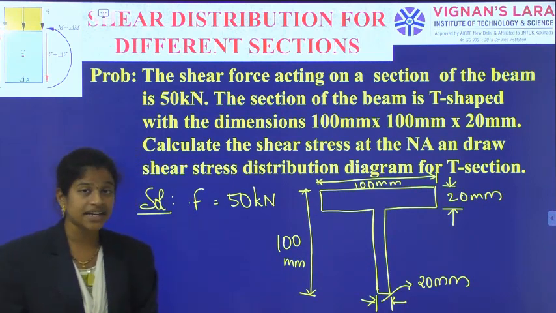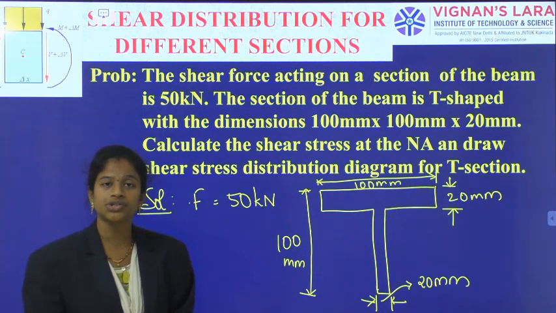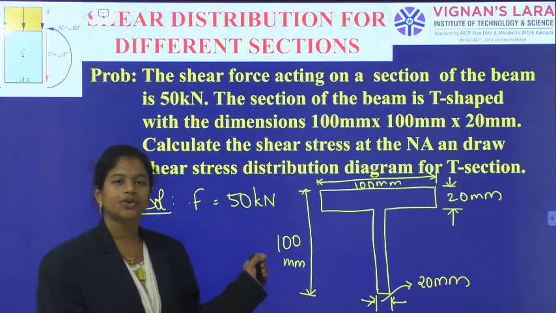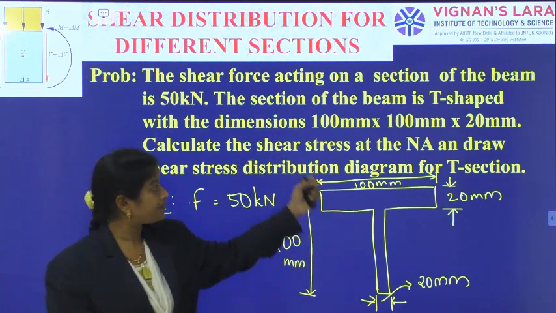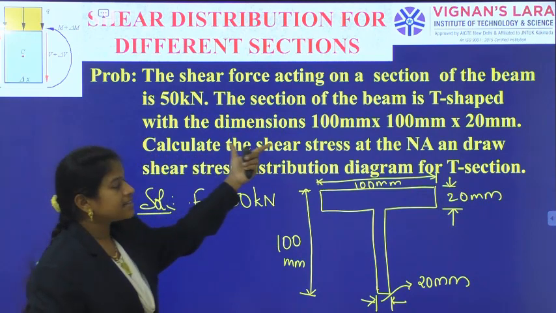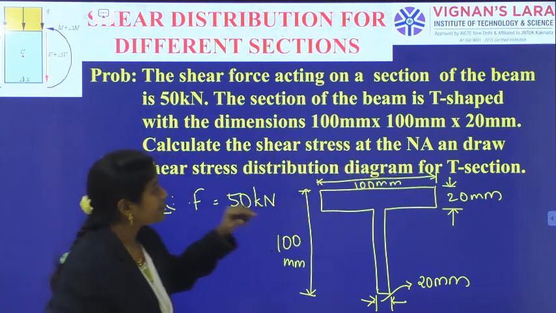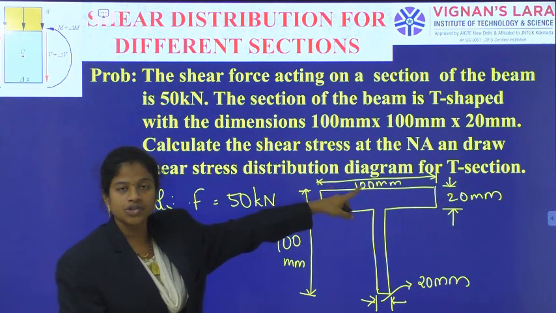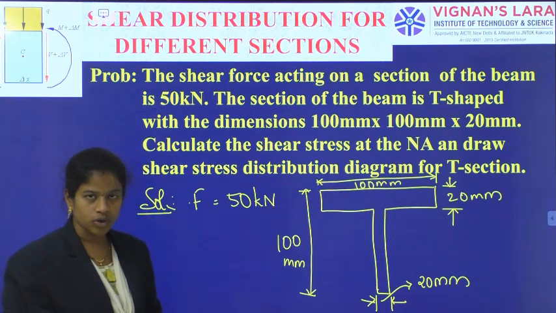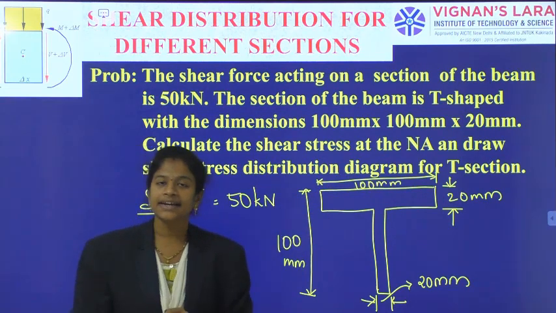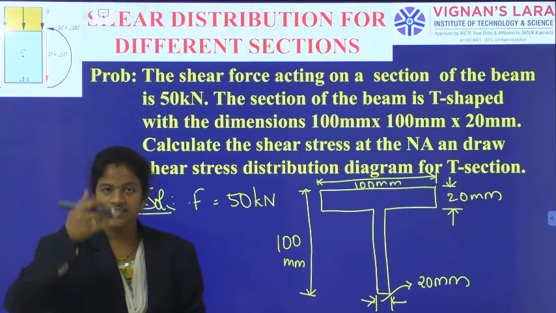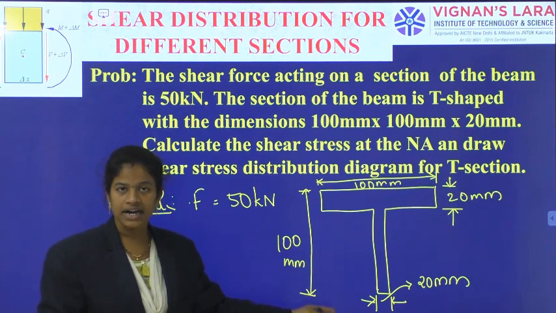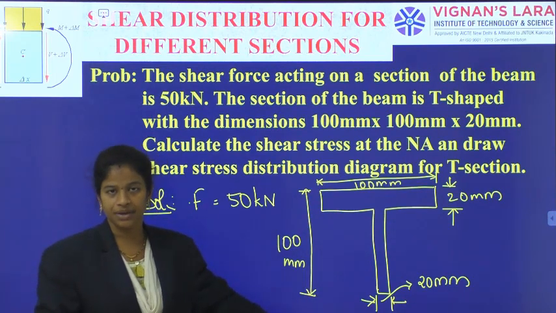And we have already said what we should do for shear stress distribution. We should locate the neutral axis. Okay, we will see the remaining problem, then we will go into the answer. And calculate the shear stress at the neutral axis and draw the shear stress distribution diagram for the T section. Okay, we should calculate the shear stress at neutral axis level and we should generate the shear stress distribution across the depth of the beam. Okay.